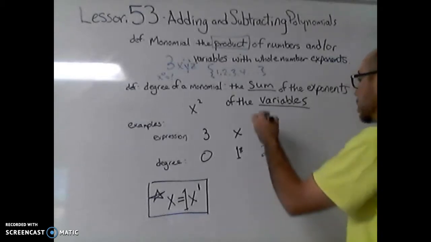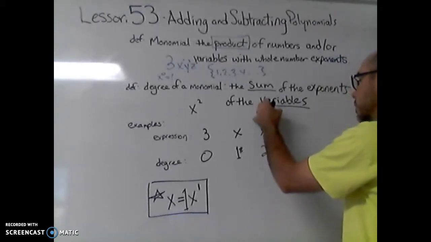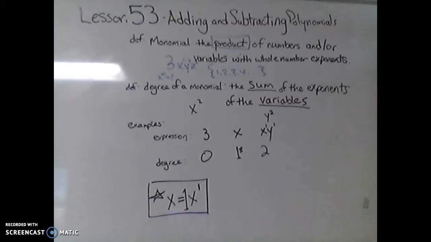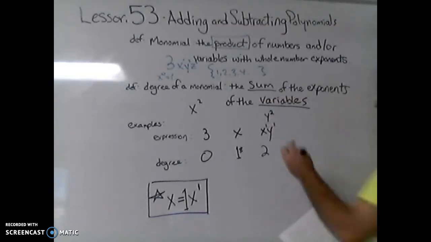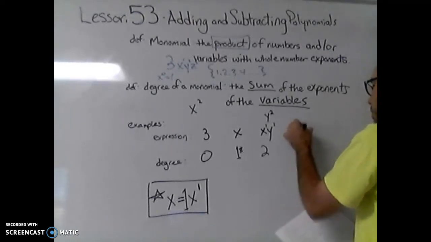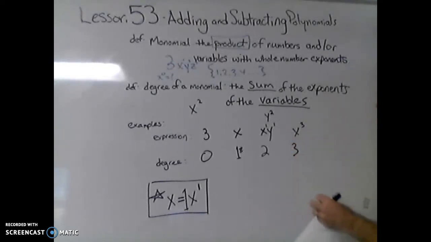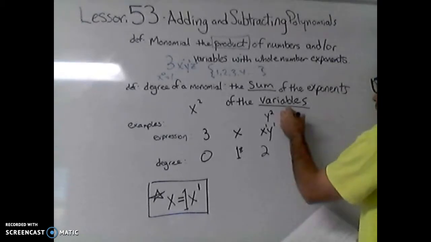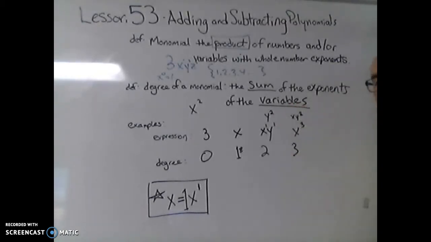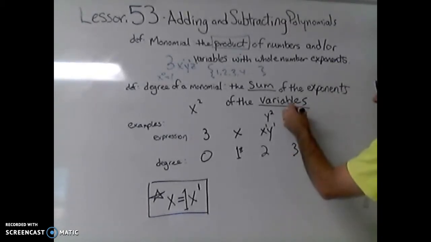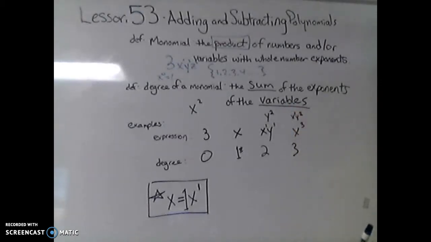I could write another one here, could have y squared. That's also a second degree monomial. So I'm just going up by powers here. x cubed is a third degree, but I could also write something like x y squared because I'm adding up the exponents. 1 plus 2 is 3.